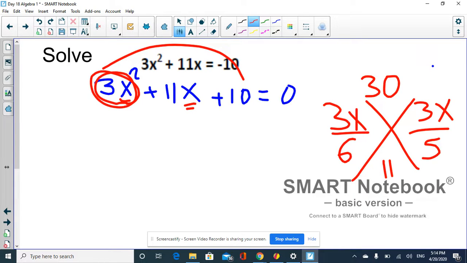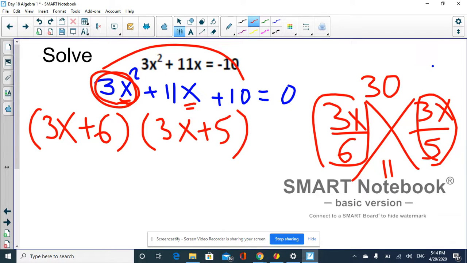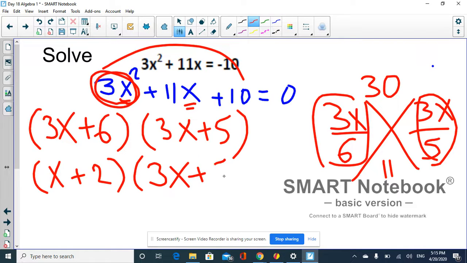And don't forget to put it in simplest form. Like this one, 3 and 6 can be divided by 2. We can divide it after we write it: 3x plus 6. The other one, 3x plus 5. Put the first one in simplest form. We can divide by 3. So x divided by 3 gives you x, and 6 divided by 3 gives you 2. The other one will be the same, 3x plus 5. These are the two factors.